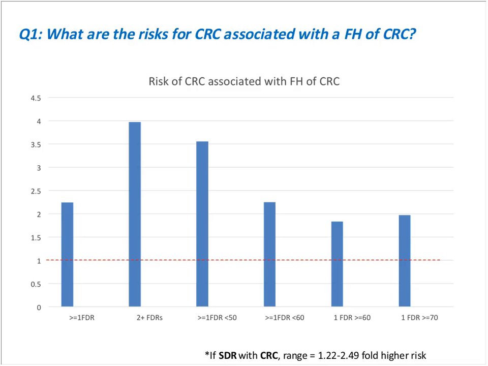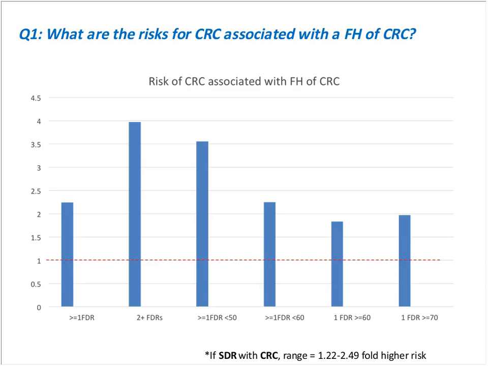And the blue bars represent the risk of developing colorectal cancer relative to individuals that do not have a family history of colorectal cancer, and that's denoted by the red dotted line. And I will say there were several studies included for this question, all of which, except for having a first degree over 70, are pooled estimates from meta-analyses.